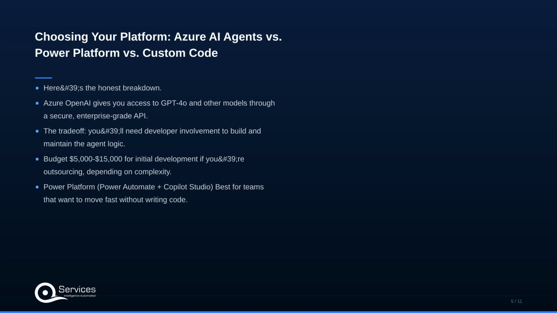Power Platform: best for teams that want to move fast without writing code. Power Automate has over 900 pre-built connectors for common business tools. Copilot Studio lets non-technical staff build basic AI agents using a visual interface. Monthly costs start around $15 per user for Power Automate, and Copilot Studio runs around $200 per month for a basic tenant. The trade-off: you hit walls quickly when your workflow needs custom logic that the visual builder can't handle.